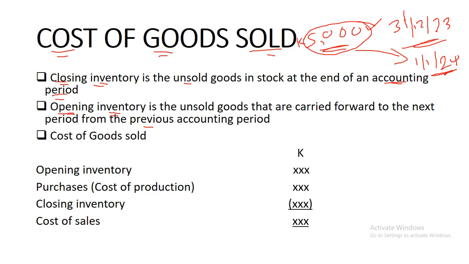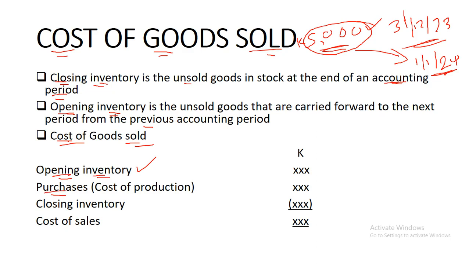So closing inventory is the inventory that you have at the end of the period. Then that same inventory, when you carry it forward to the next period, becomes the opening inventory. Then you've got the cost of goods sold. How do we calculate the cost of goods sold? The first thing that we have here is the opening inventory. I've already explained what the opening inventory is. So you've got 5,000 worth of goods at the end of the period. Then you push it forward to the next period. That's the opening inventory, which is the closing inventory from the previous period.